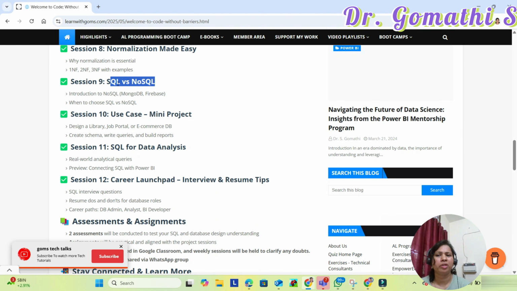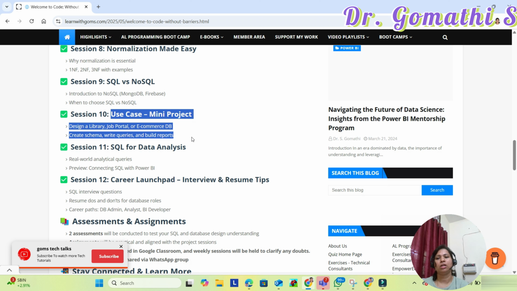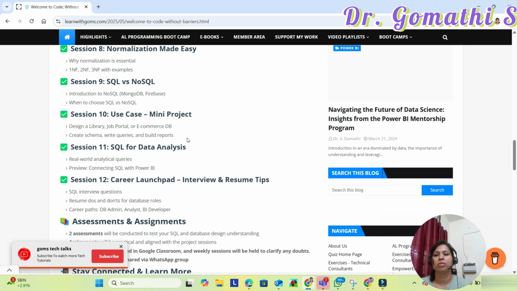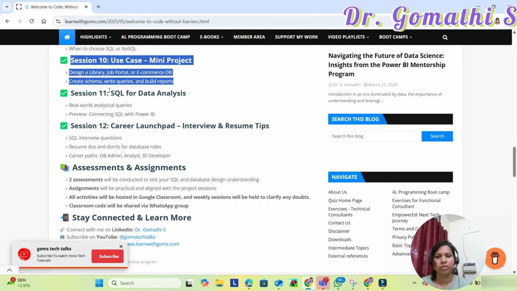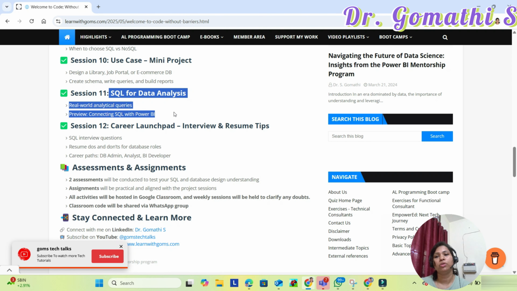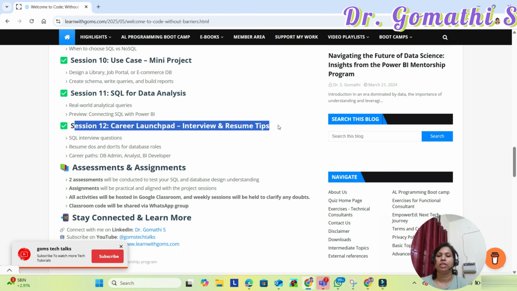Session 9 will be completely theoretical, where you will do some case studies or assignments. Session 10 is where I'll tell you how you can go ahead and try to develop this; you have to try this yourself. Session 11 is on SQL for data analytics, covering real-world analytical queries and connecting SQL with Power BI. And finally, session 12 will be on career launchpad: interview, resume and tips.